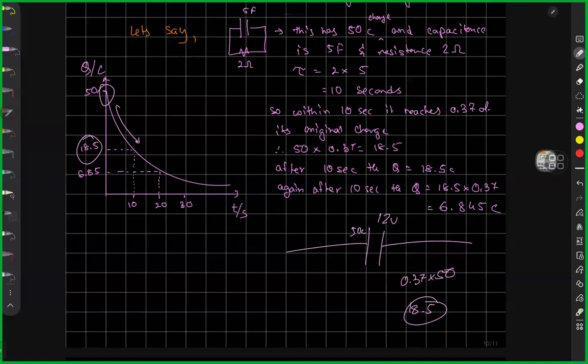Now from 18.5, how long does it take to reach 37% of 18.5? That is 0.37 times 18.5, which is 6.85. It takes another 10 seconds. Another 10 seconds, and so on and so forth.